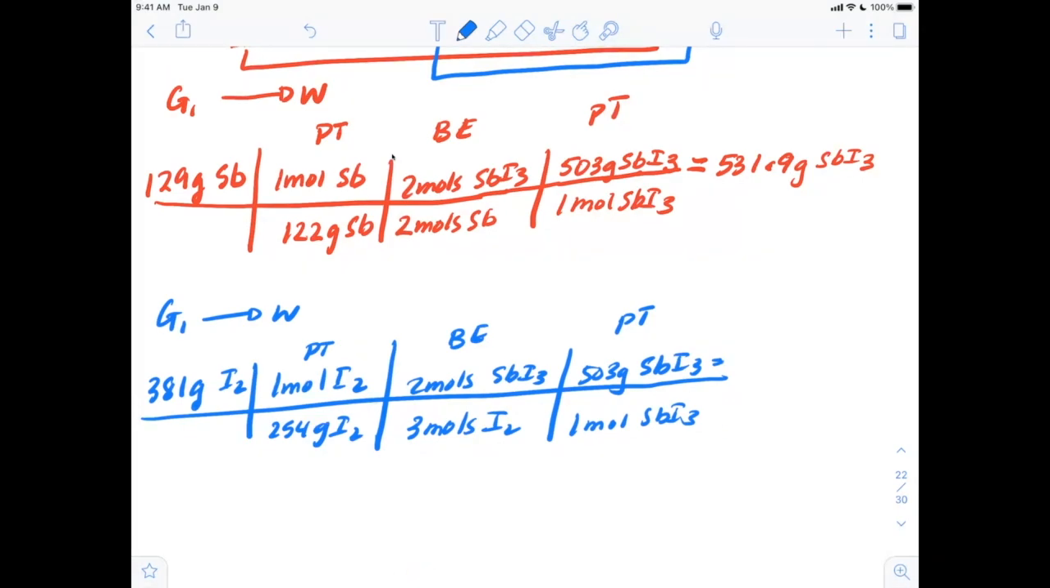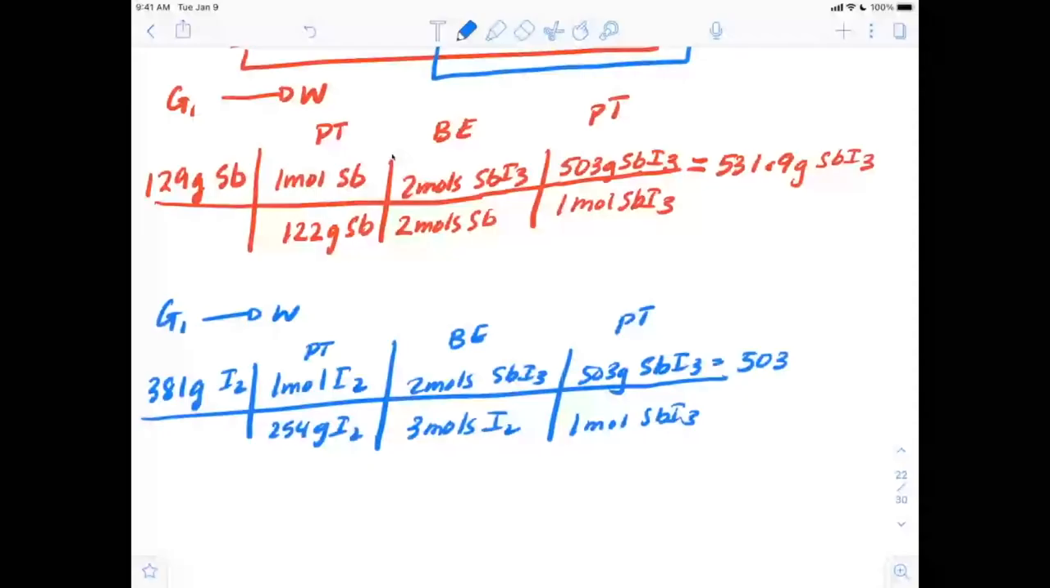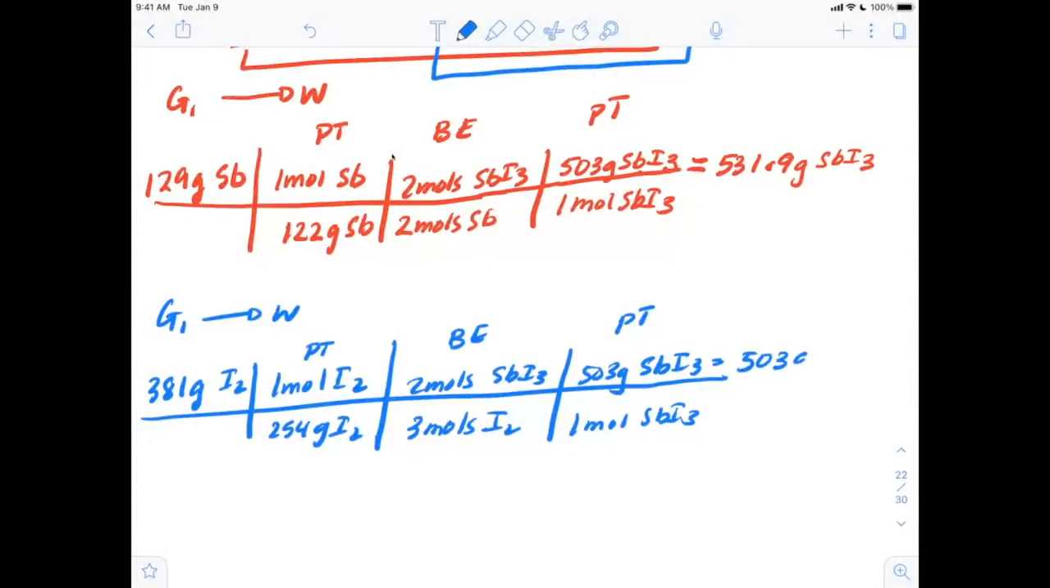So this time around, I have 381 times 1 times 2 times 503 divided by 254 divided by 3. What do we have? 3 grams of SbI3. Okay? So they wanted to know what the limiting reagent was. You want to start by comparing products. So compare mass of products.